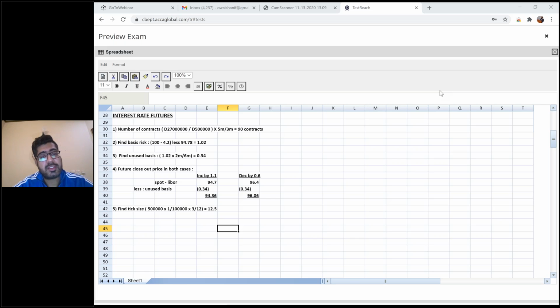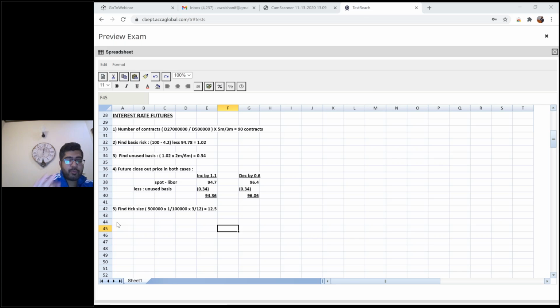Future closeout price in both cases. Case 1 is increased by 1.1, case 2 is decreased by 0.6. So it's spot minus LIBOR: 100 minus 4.2, but in case of increase by 1.1, LIBOR became 5.3. So 100 minus 5.3, 94.7%, less unused basis 0.34, and you get the future closeout price. And for the decrease by 0.6, 100 minus LIBOR 4.2 decreased by 0.6% means 3.6. 100 minus 3.6 is 96.4, less unused basis 0.34, 96.06. And finally, you found it.